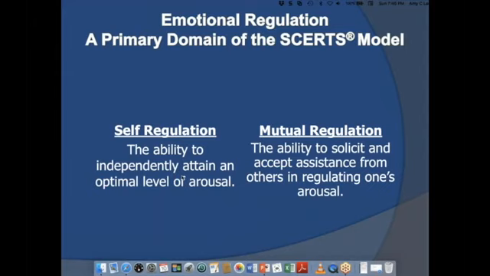I'm also going to assess mutual regulation. And mutual regulation is, for me, a really fun thing to look at, but it's regulation that occurs within the context of a relationship. So how is that child supported by somebody else? How do they ask for assistance from that other person? And it doesn't have to be verbally, but how do they indicate to somebody else that they're stressed? Do they send them that signal? And are they responsive to the help that's given them?